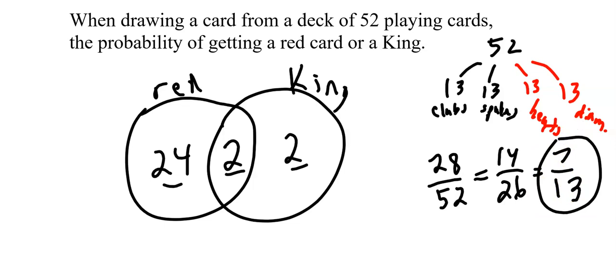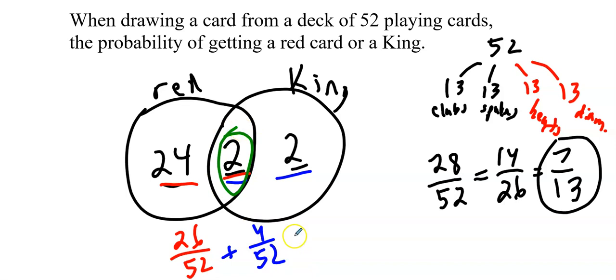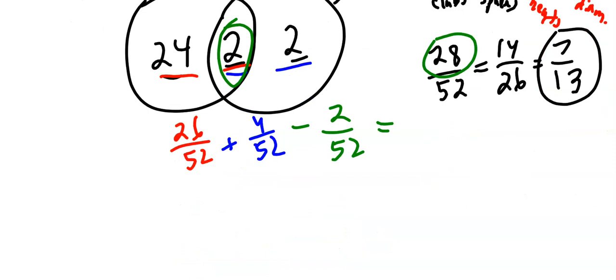We could have gotten this with a formula. We could have said the probability of red, which is that plus that, is 26 out of 52, plus the probability of kings, which is 4 out of 52, minus the probability of the overlap, which is 2 out of 52. And if I did that, 30 minus 2 is 28. So we get the right number, 28 out of 52, and you get the same answer of 7/13 doing it that way as well. And that's the end of the screencast.